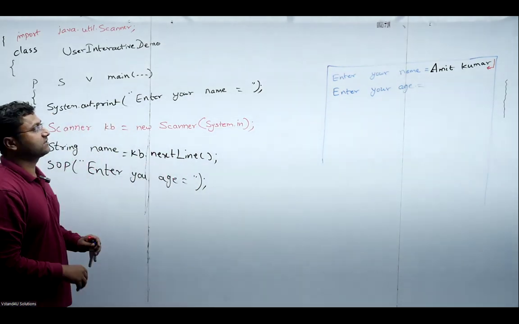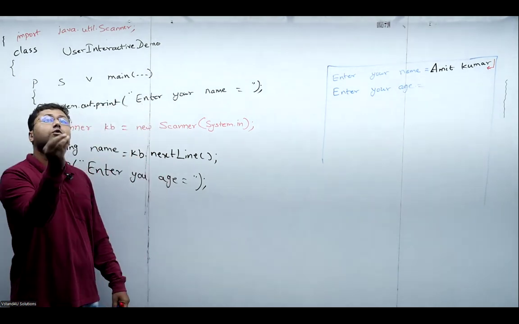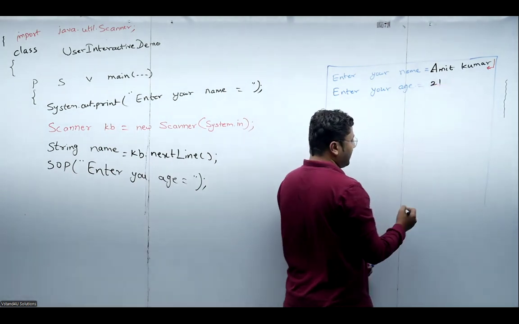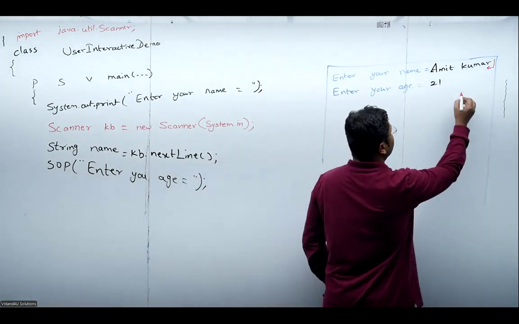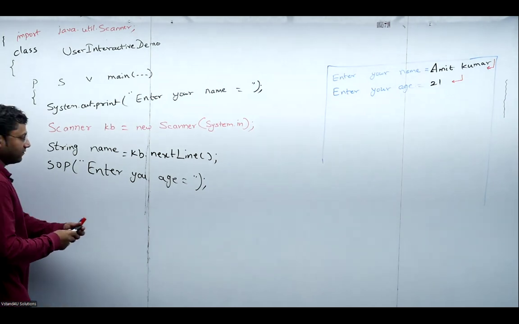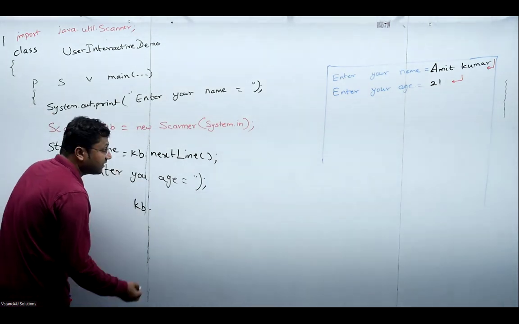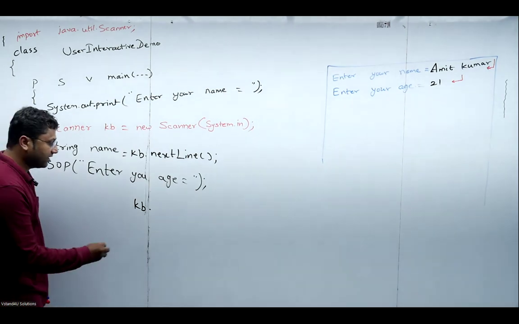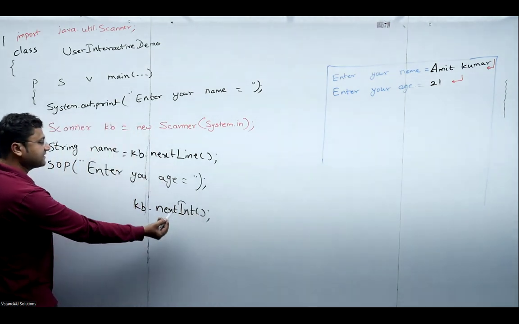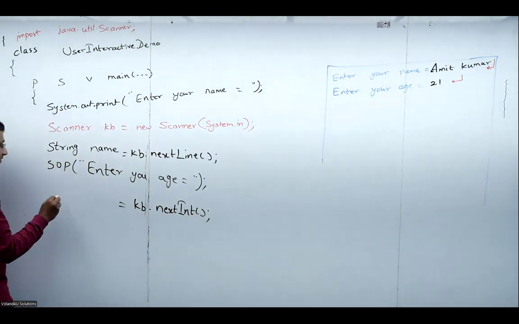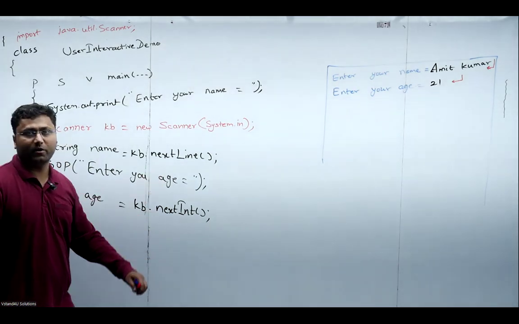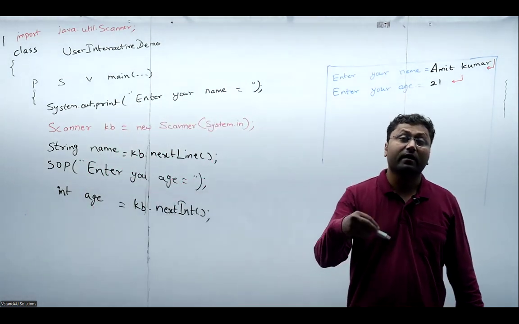Done. After this, it is waiting for the user to give some data. This time the user is giving, say, 21 as the data, and after giving the data, the user is pressing the enter key. Agree? As soon as the enter key has been pressed, I have to read the data with the help of KB dot. Which type of data? 21. Perfect. Integer. So I'll say next int, and this data should be stored in another integer variable called age. Am I clear? Int age equal to KB dot next int. Agree? Done, sir.